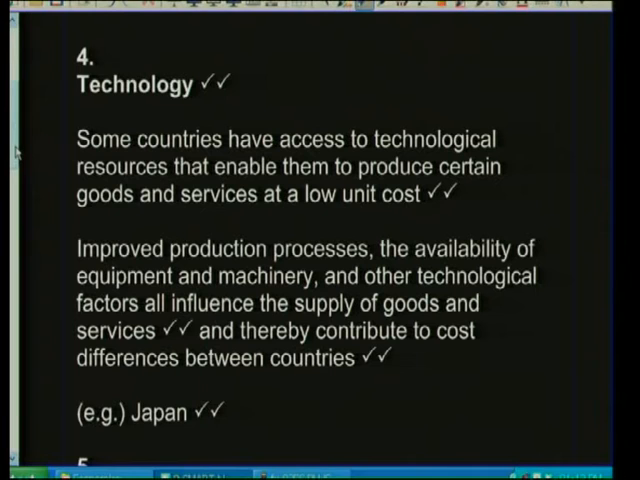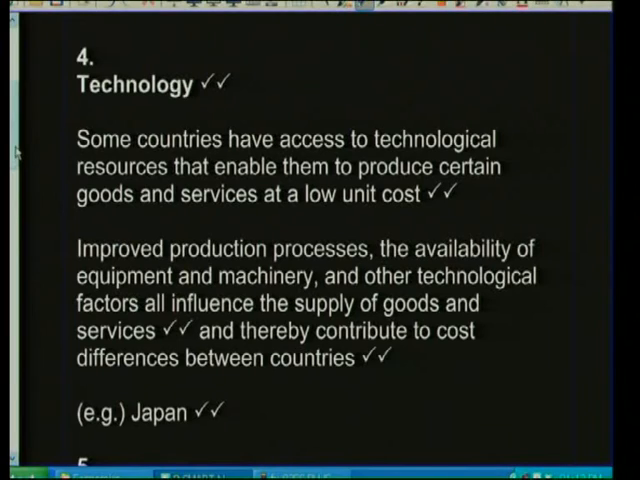Right, the fourth reason why international trade would take place is because of technology. Having more or better technology available will help you to produce your product at a lower price and very often allow you to offer a better product, a better quality product. Some countries have access to technological resources that enable them to produce certain goods and services at a low unit cost. And when we look at unit cost, that can also be reduced by producing on a large scale. So you can also mention mass production.